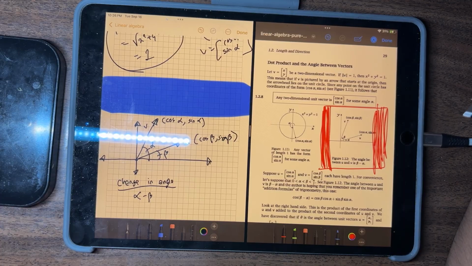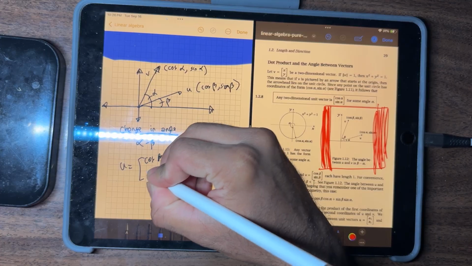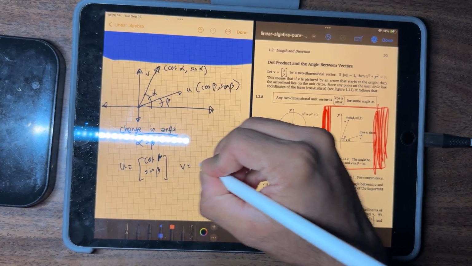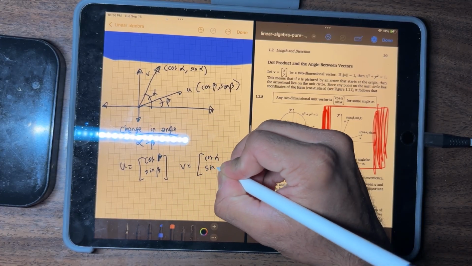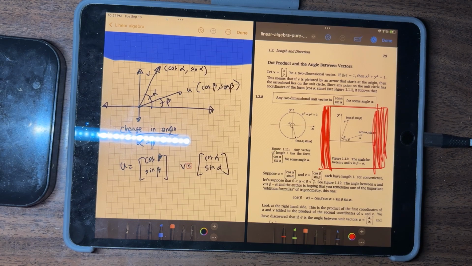Okay, suppose U is, in our case, cosine beta, sine beta, and V is cosine alpha, sine alpha, each having a length of 1. And for convenience, let's suppose that 0 is less than alpha, less than beta, less than pi by 2. And so the angle between U and V is beta minus alpha. So in our case it will be alpha minus beta.